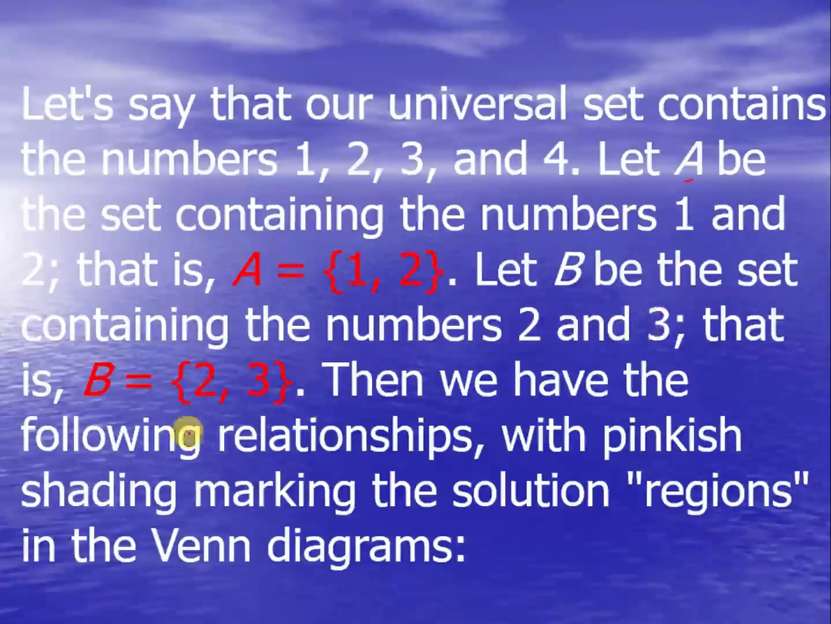Now let B be a set containing the numbers 2 and 3. That is, B is equal to the set of 2 and 3. And these numbers are also from what? The universal set. So therefore, B is also a subset of the universal set.